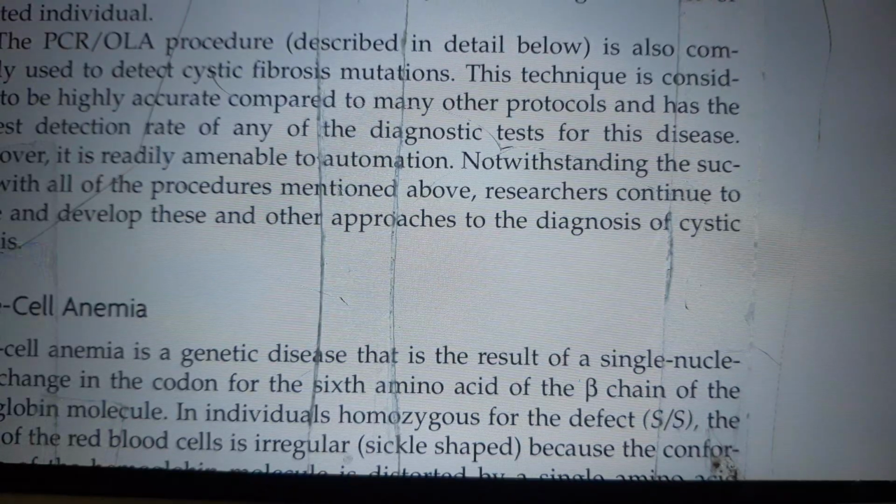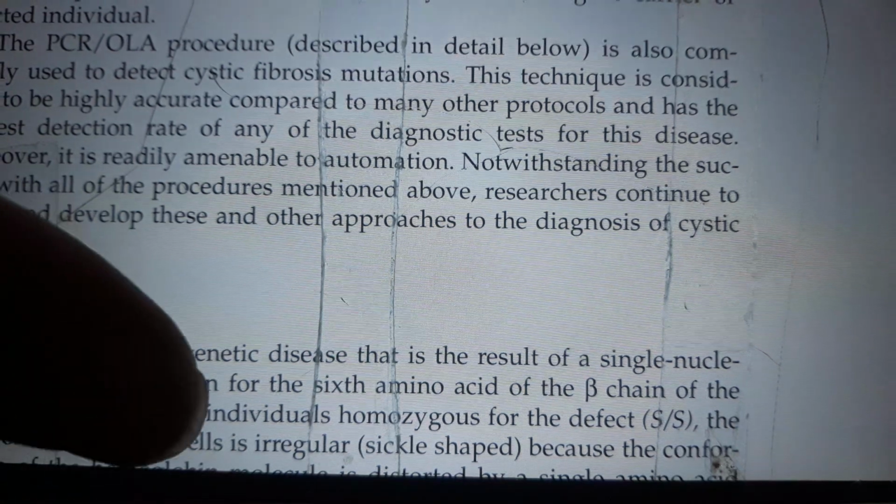The PCR-only procedure described in detail below is also commonly used to detect cystic fibrosis mutations. This technique is considered to be highly accurate compared to many other protocols and has the highest detection rate of any of the diagnostic tests for this disease. Moreover, it is readily amenable to automation. Notwithstanding the success with all of the procedures mentioned above, researchers continue to refine and develop these and other approaches to the diagnosis of cystic fibrosis.